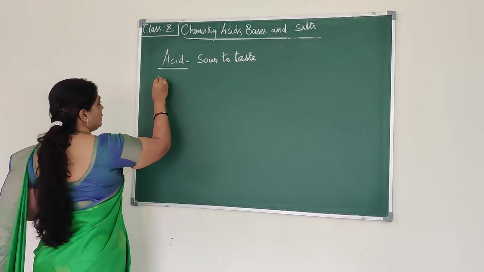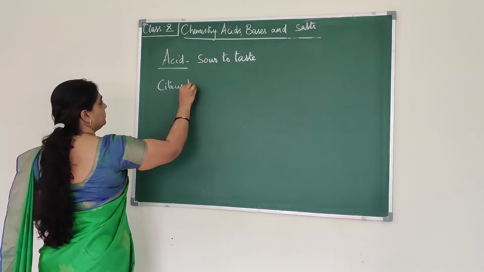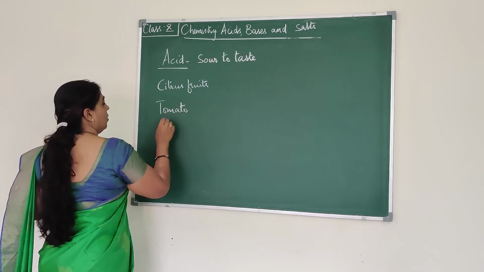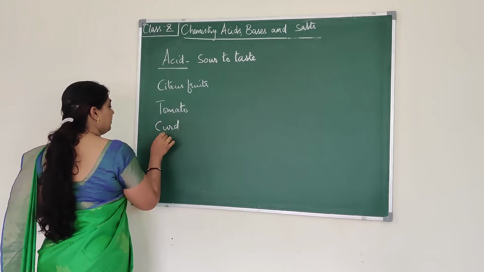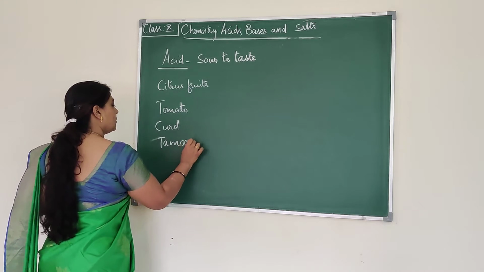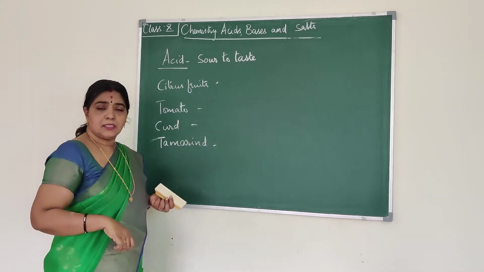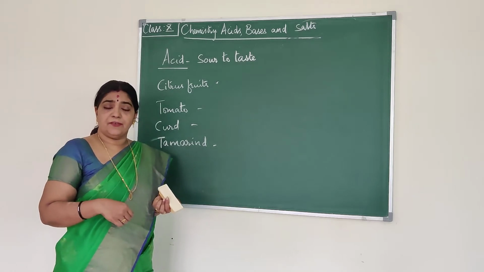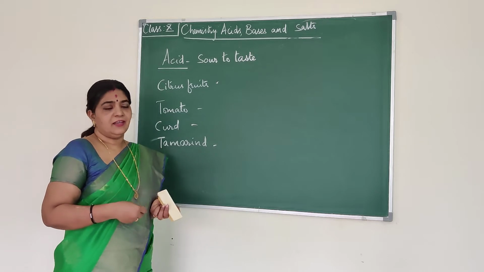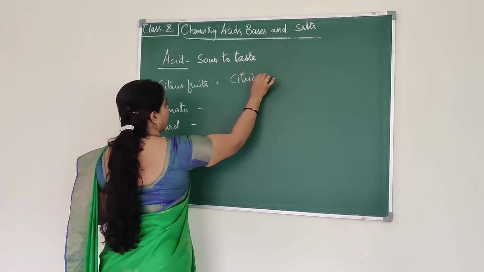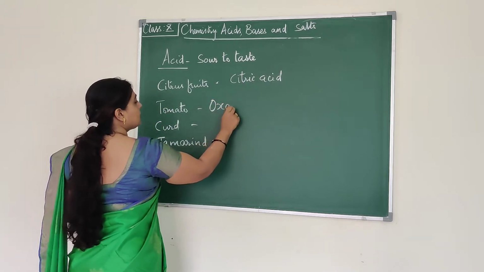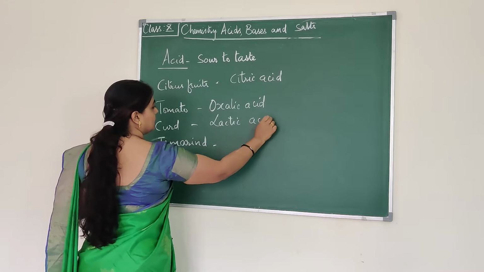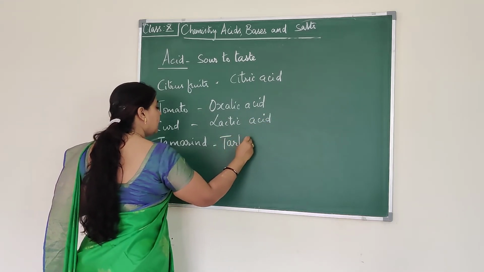We do take citrus fruits, which are sour, right? And we also use tomato, curd, tamarind. All these are sour to taste, which indicates they have acid in them. Can you tell me which acid is present in citrus fruit? Yes, it has citric acid. Tomato contains oxalic acid, curd contains lactic acid, and tamarind contains tartaric acid.